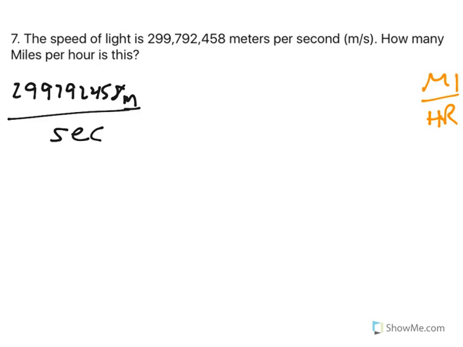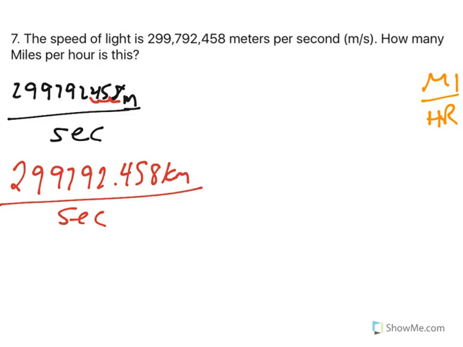So the first thing I'm going to do is change meters to miles. Now, I can't just jump straight meters to miles, but I can go meters to kilometers, right? But then I can go kilometers to miles. So to go from meters to kilometers, recall that we will go left 3 places. So this really gives me 299,792.458 kilometers per second. Now I can use my conversion. 1.6093 kilometers is 1 mile, and that gets me in miles and causes my kilometers to go away.